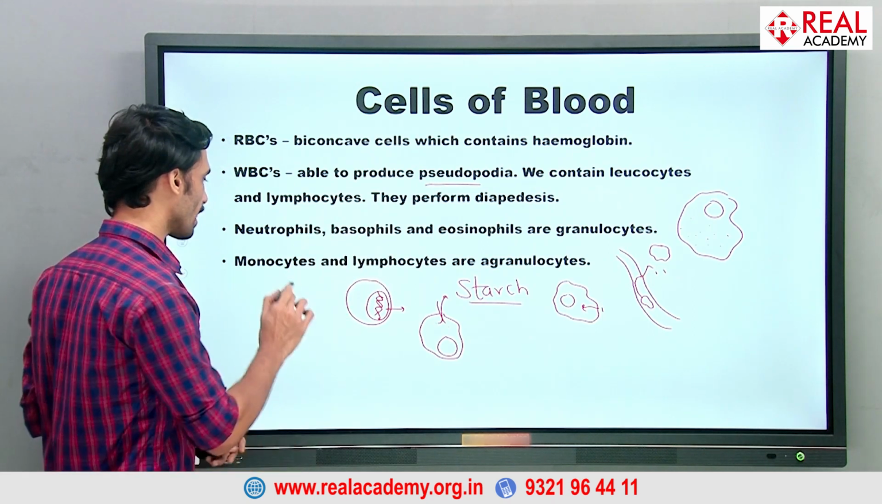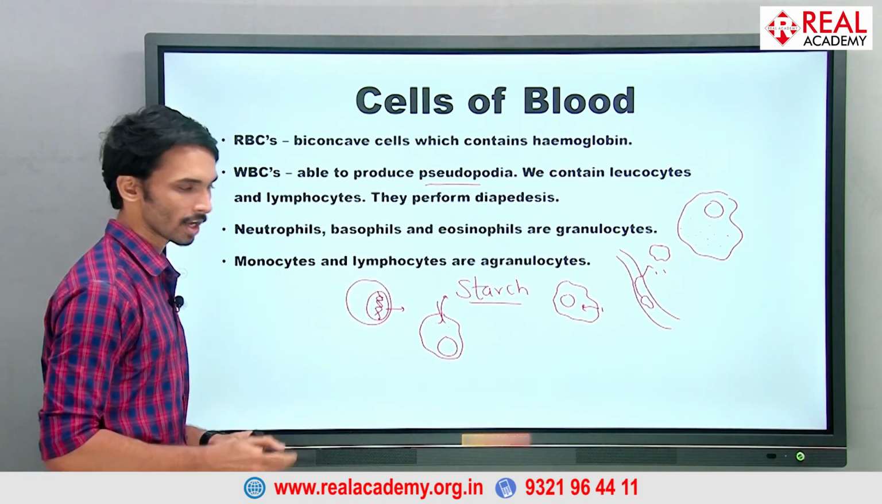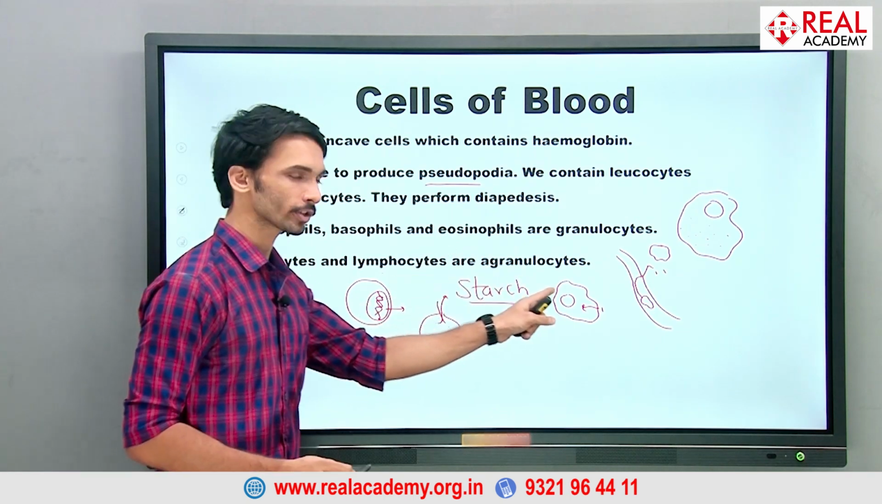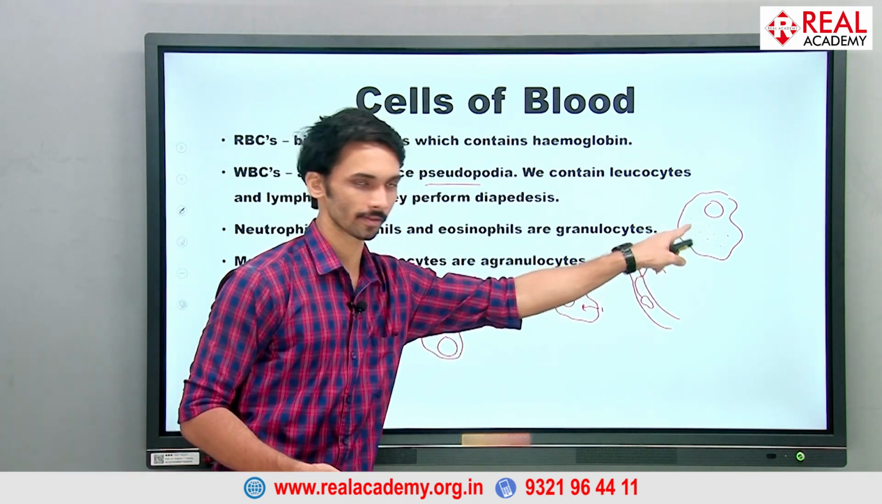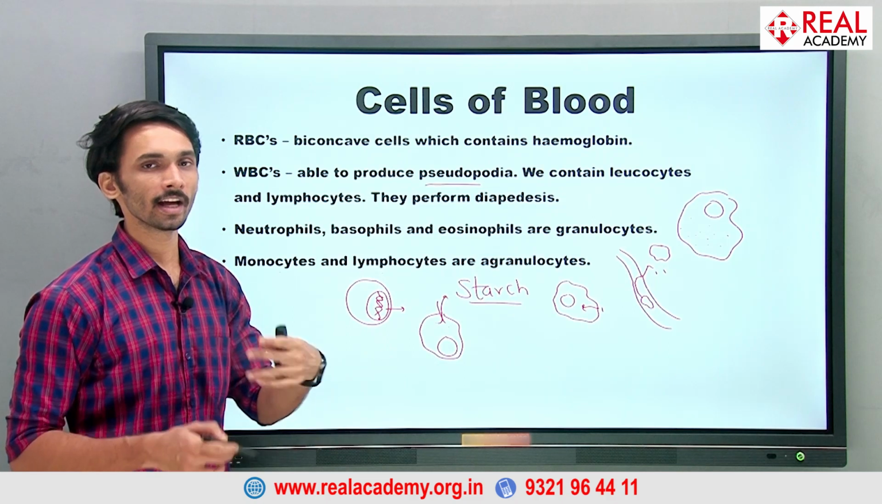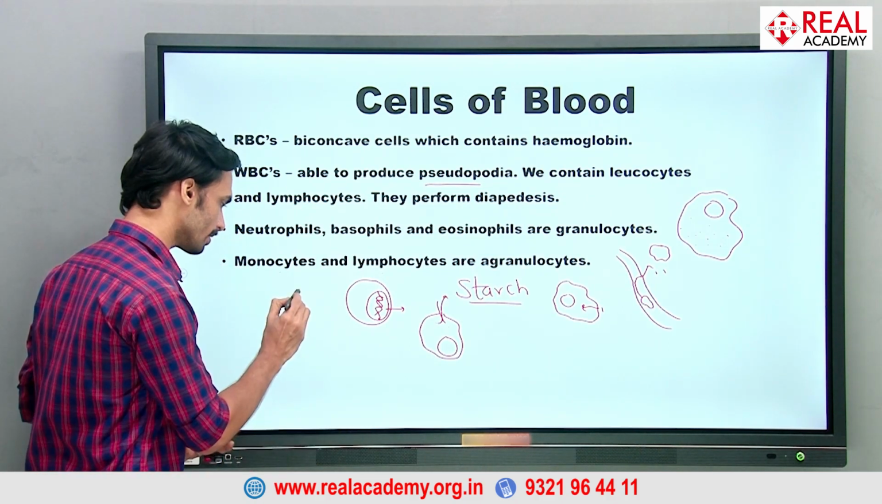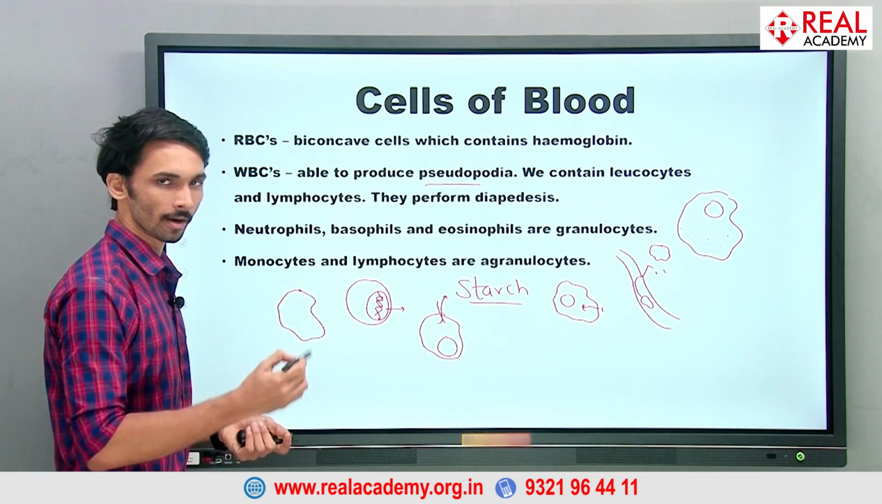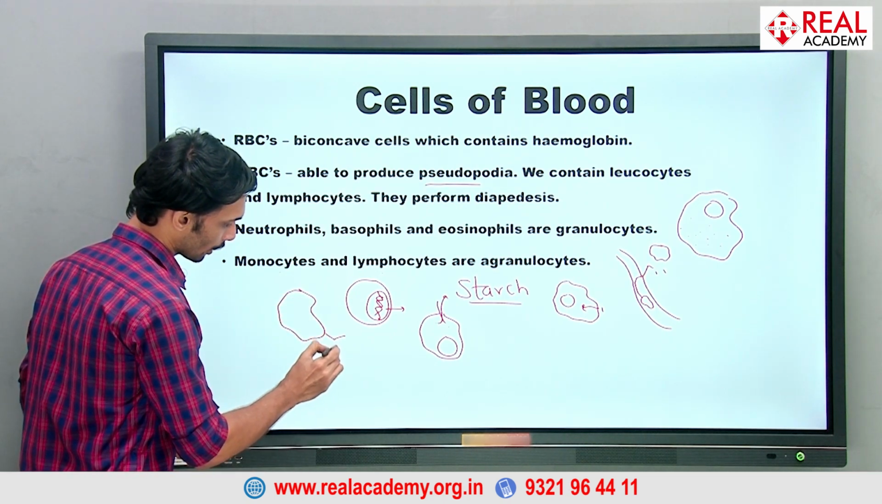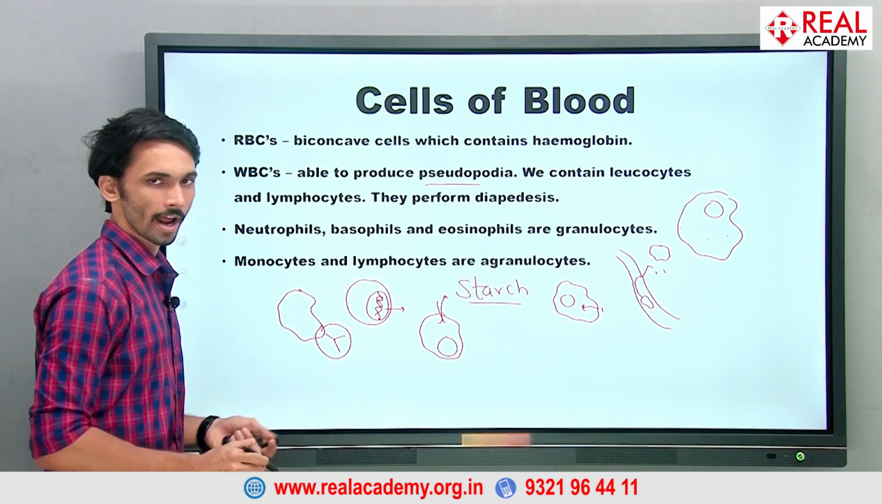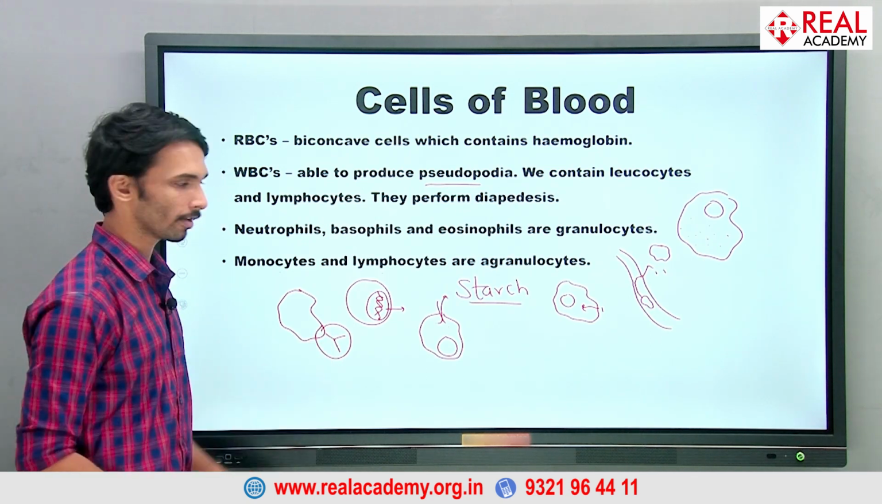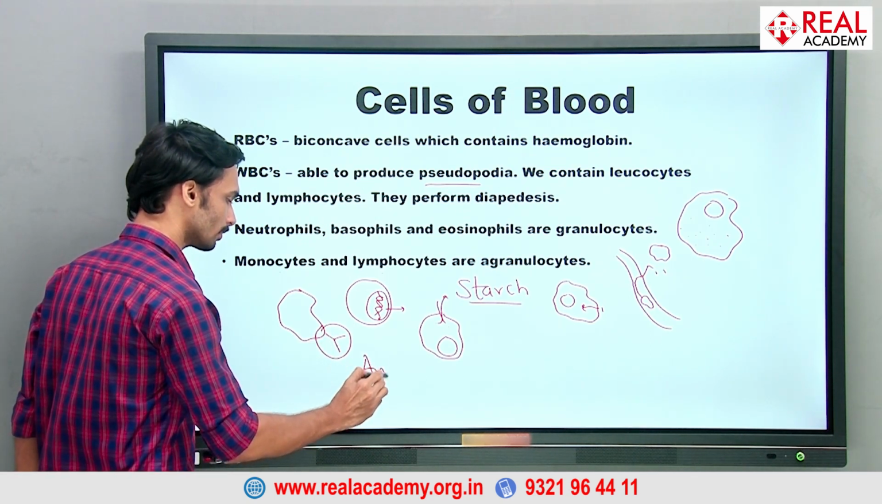The next 2 types are called monocytes and lymphocytes. Both of these are agranulocytes, which means they will not show something like this. They won't show something like granules. They actually kill any bacteria with the help of antibodies. So for example, if this is a granulocyte, for example, it will produce one protein on the outside, and that protein produced on the outside will be called an antibody.